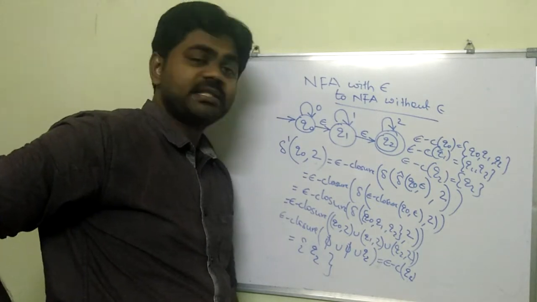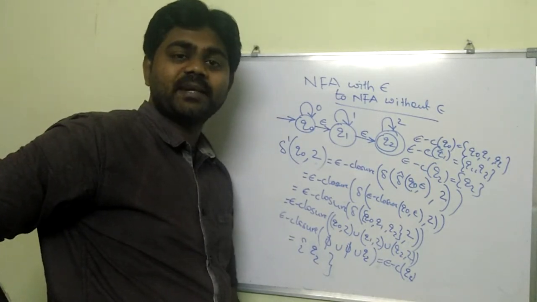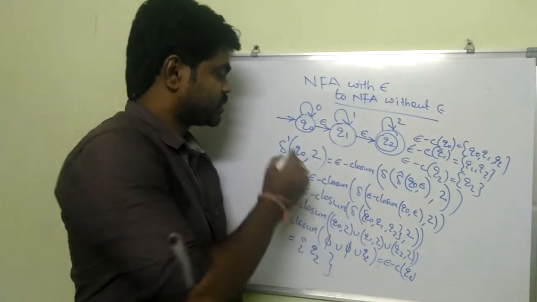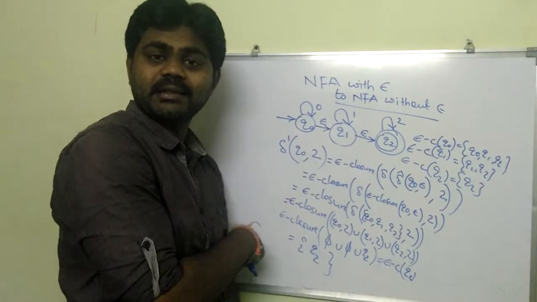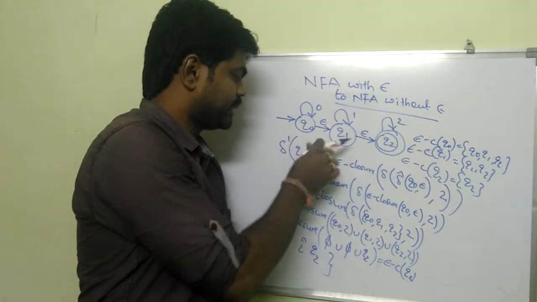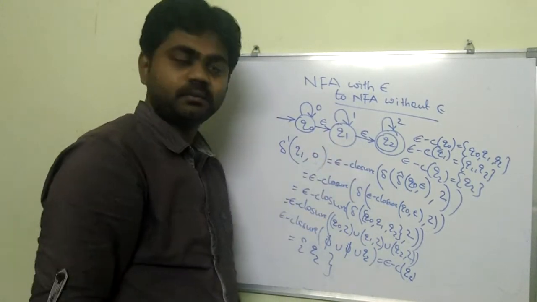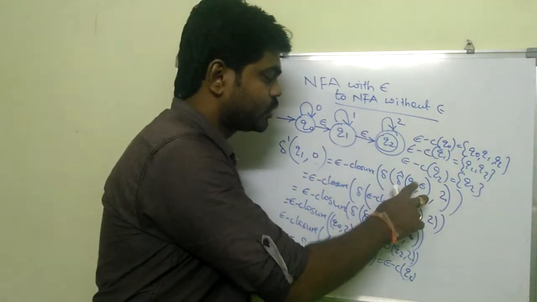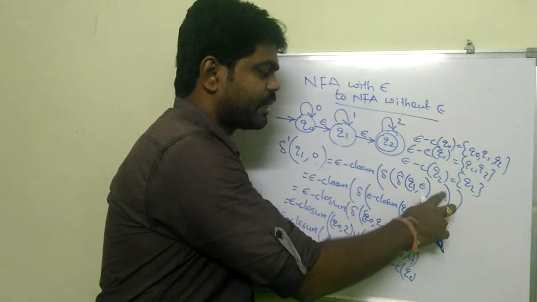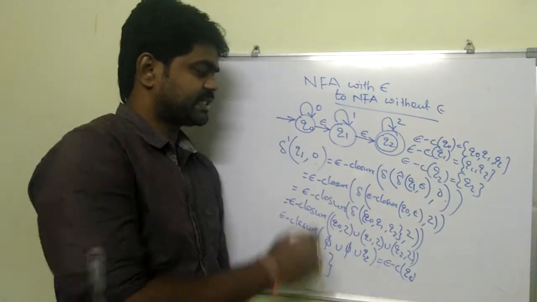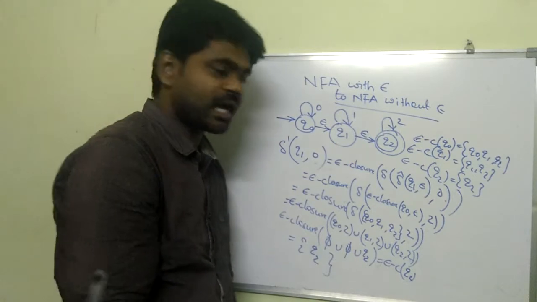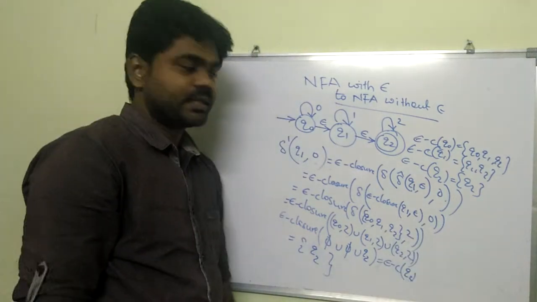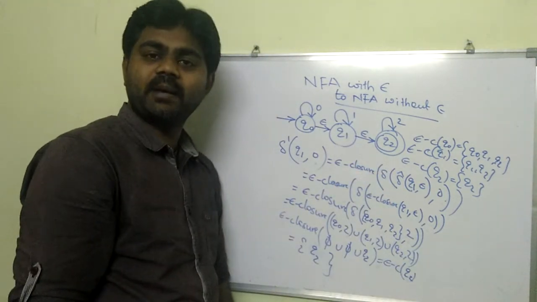So I applied input 0, 1 and 2 on Q0. What is my next process? I should apply 0, 1 and 2 on Q1. So delta dash of, in the place of Q0 I should write Q1, Q1 comma 0. So epsilon closure of delta cap of Q1, comma, my input is 0. Next, epsilon closure of delta of epsilon closure of Q1 comma epsilon, comma, the input is 0. So Q1 comma epsilon, what will I get? Q1, Q2.